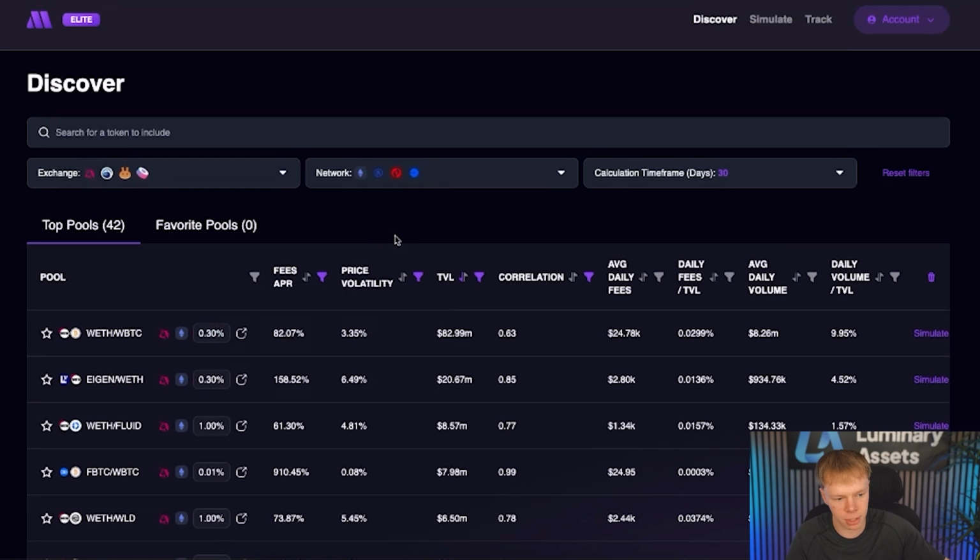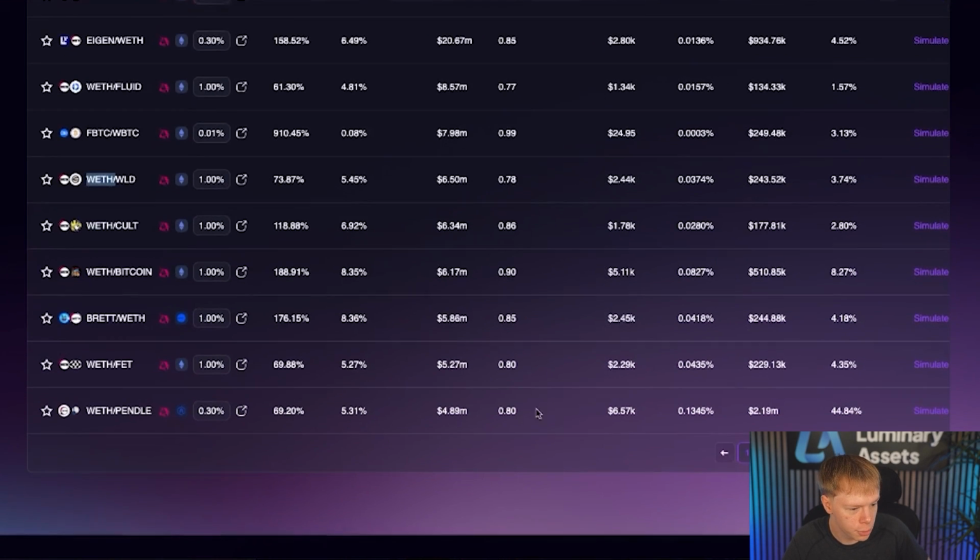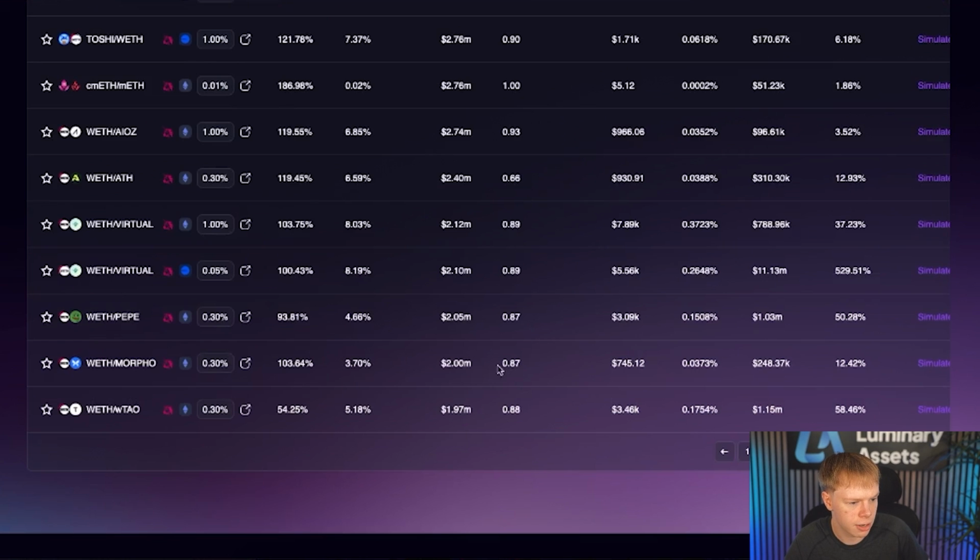And that 40% could become 50, 60, 70% because we have a tighter range. Anyways, that's 42 high quality pools right here. We have Ethereum to wrap Bitcoin. We have EGG into Ethereum, Ethereum Fluid, Ethereum WorldCoin, all of those right at the top. We can go down and down and down the list.